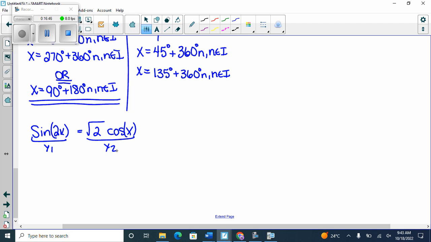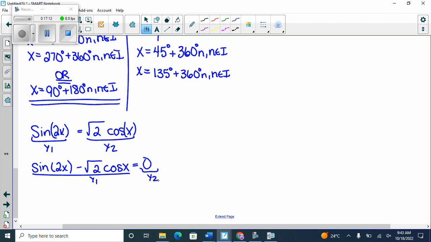Another solution they could say is, okay, sine 2x minus root 2 cos x equals 0. We agree? So this would be y1. We can make this be y2 or not, even if we don't make that be y2. What are we actually finding this time? The zeros, the x-intercepts. The moment you set it equal to 0, you're finding the x-intercepts.